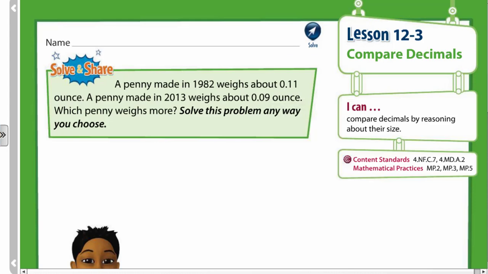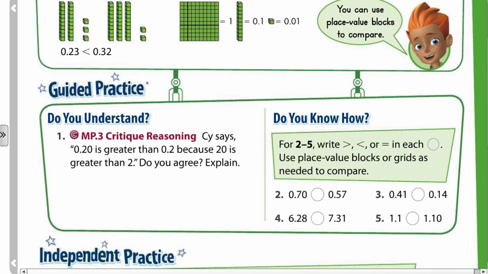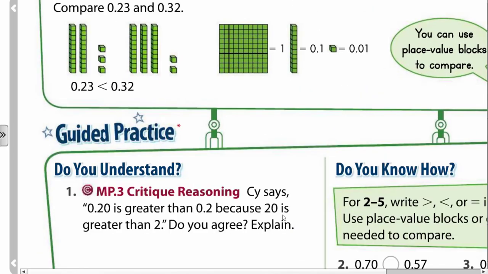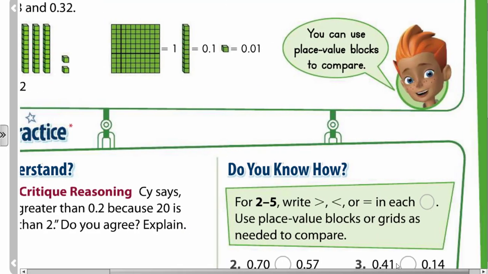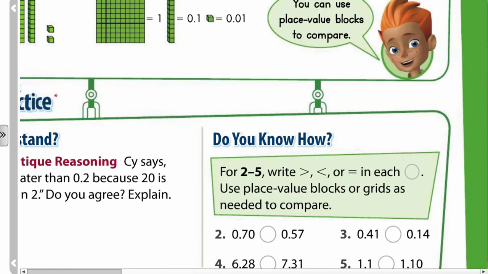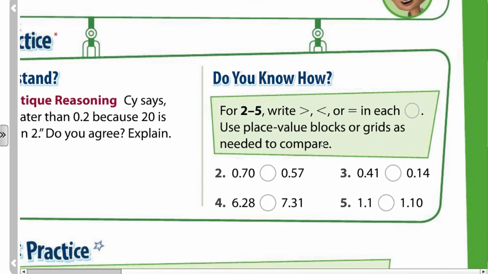Today's lesson is the third lesson in topic 12, compare decimals. What we're going to do today, we're going to solve questions like these. Write greater than, less than, or equal in each circle. Use place value blocks or grids as needed to complete.